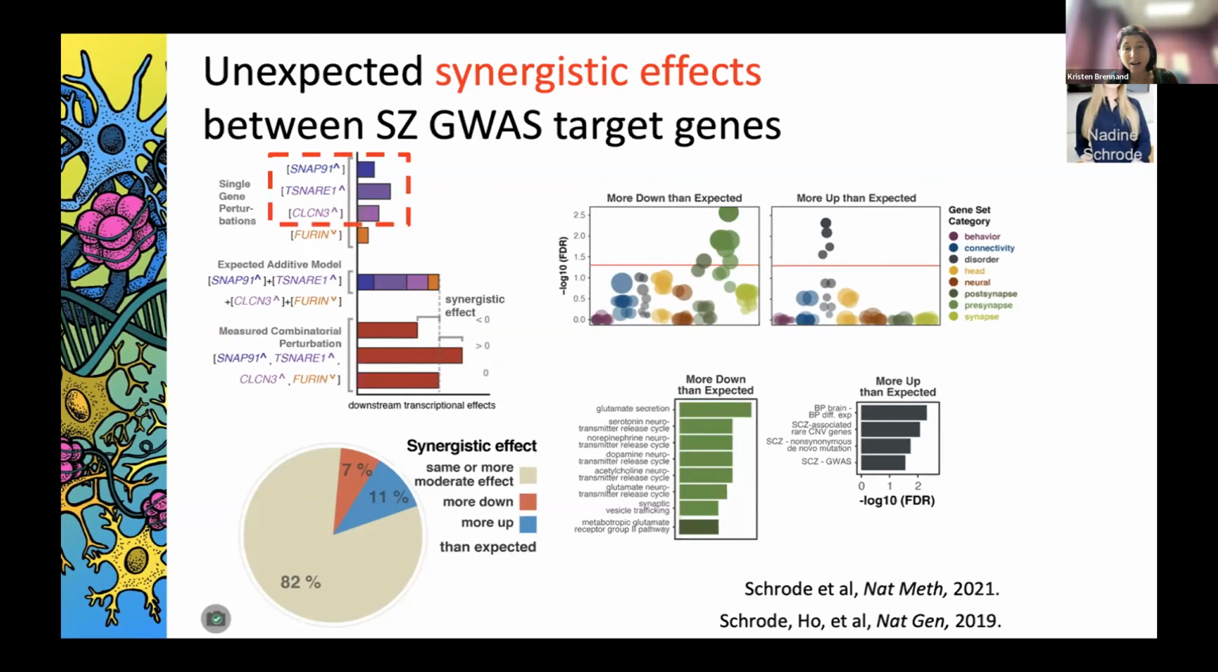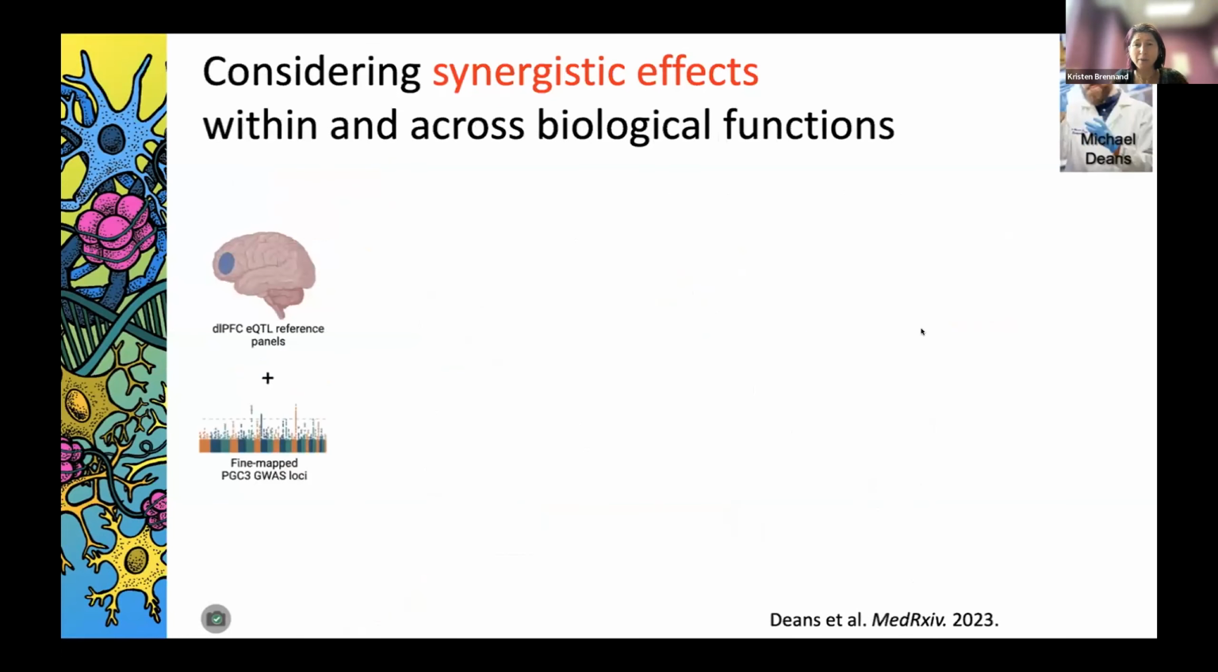And the only real big caveat to this study was that we prioritized these 4 genes on the strength of the genetic evidence. These were the top 4 eQTL genes in the GWAS, but 3 of them happened to have synaptic roles. And so Michael Deans in the lab went back to revisit this across a larger number of genes, specifically asking the question about the role of biological pathways in how genes come together in combination.